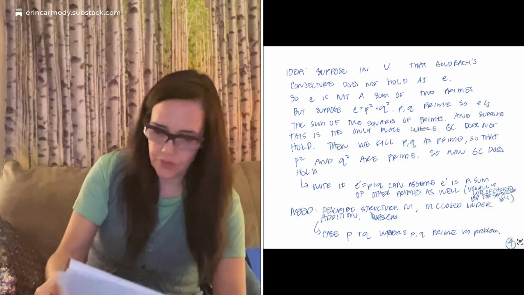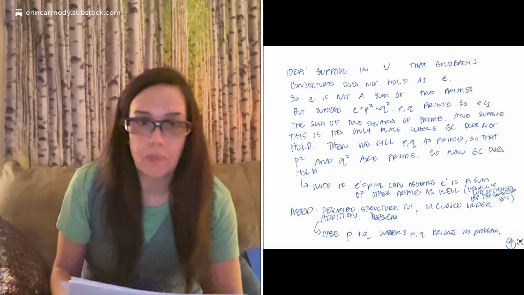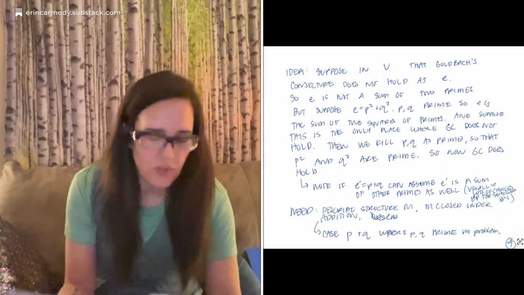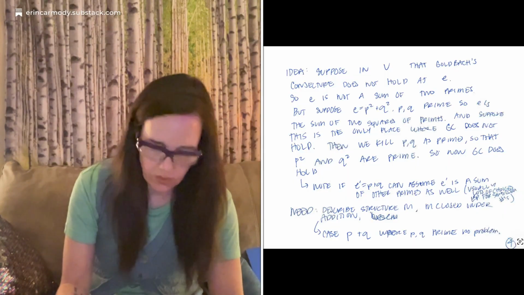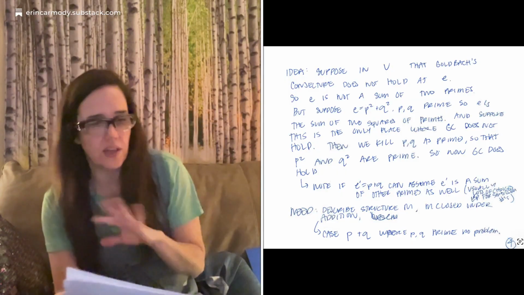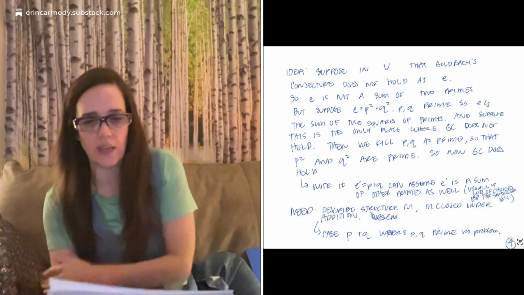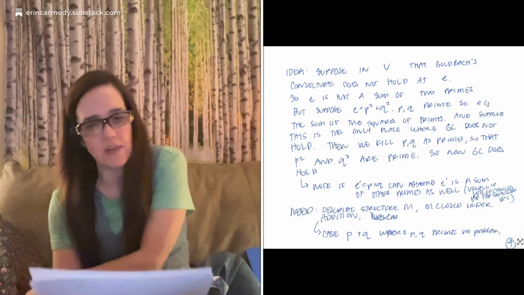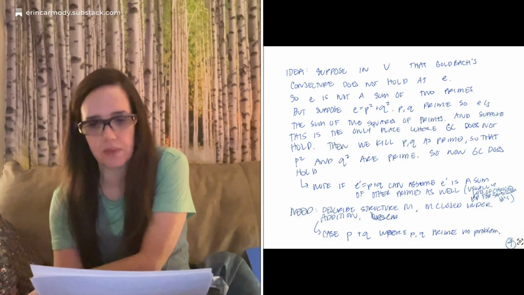Okay, page 4 then. This is an idea of how you might apply this. Just suppose in V that Goldbach's conjecture does not hold at one number, at E, some even number. So E is not a sum of 2 primes.